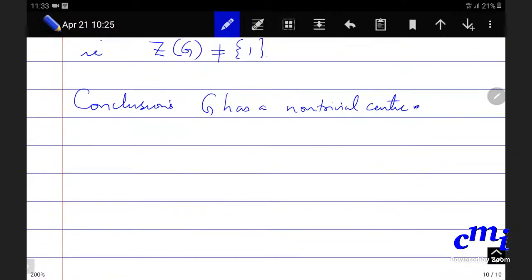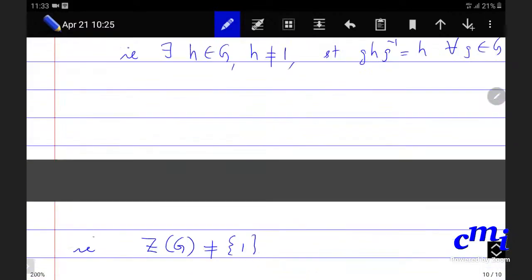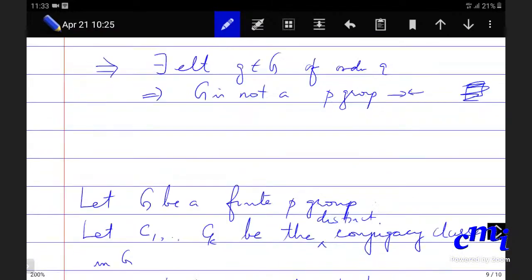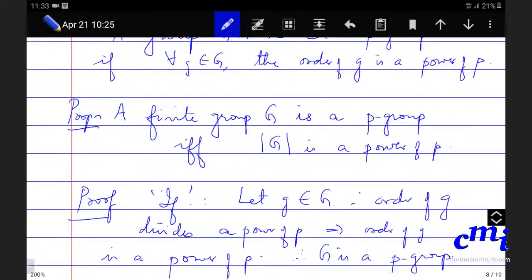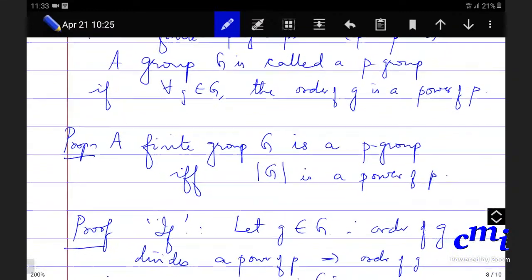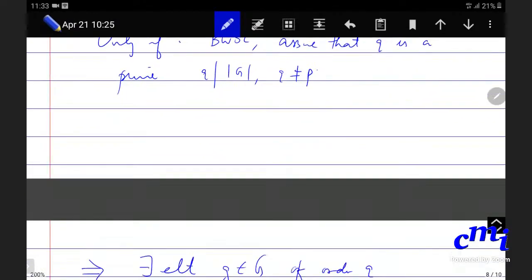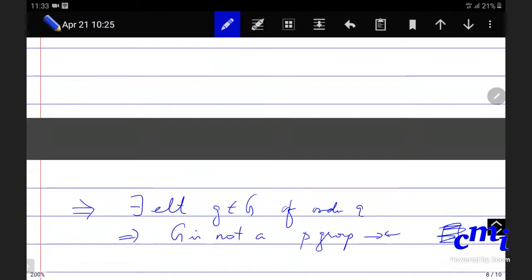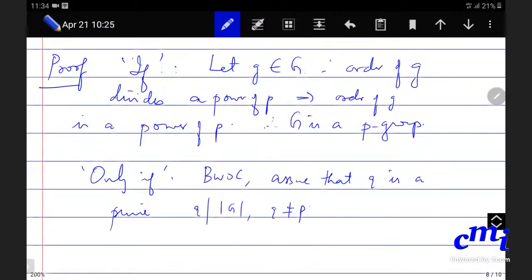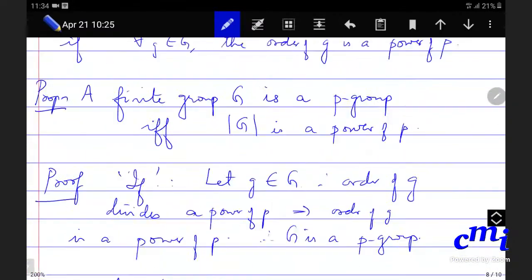Sir, in the proposition that a finite group is a P group if and only if the cardinality of G is a power of P, in the second part, we just assume that the cardinality of G is not a power of P, and then we prove that G is not a P group, right? Yeah. But isn't it the same as the if part? What did I prove? Sorry. Maybe did I get the direction wrong?